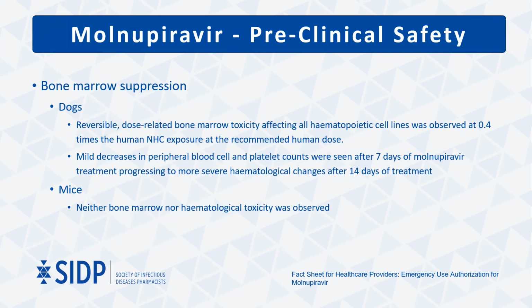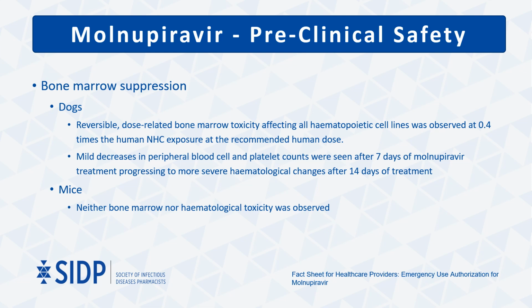Because of the mechanism of action, there have been concerns regarding teratogenicity and bone marrow suppression. In a number of animal studies, there did appear to be conflicting data. Some studies in dogs did demonstrate reversible bone marrow toxicity affecting hematopoietic cell lines when the animals were exposed to drug concentrations that were roughly 0.4 times the human exposure.